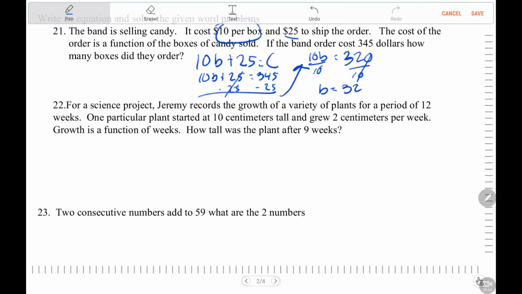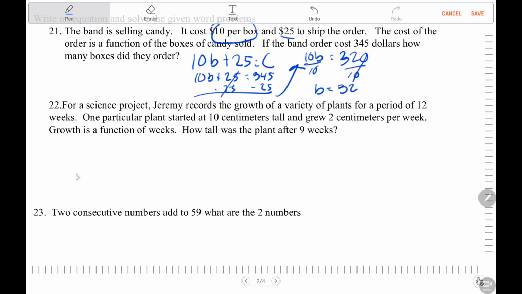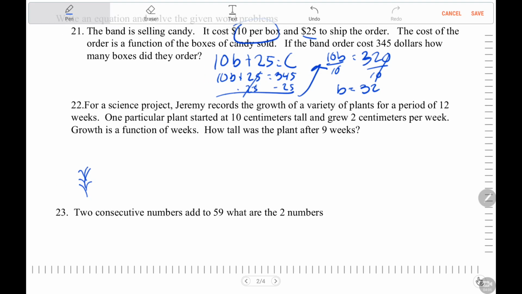22. For a science project, Jeremy records the growth of a variety of plants for a period of 12 weeks. One particular plant started at 10 centimeters and grew 2 centimeters per week. Growth is a function of the weeks. How tall was the plant after 9 weeks? So basically, you have this little plant that's going to grow. It started out at 10, and then every week after that, it's going to grow 2 more centimeters.